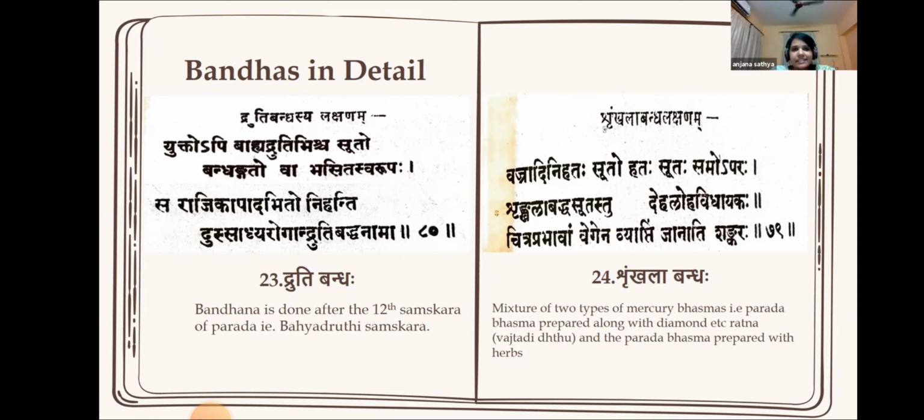And the next Bandha is the Sringhala Bandha. When the Parada is treated with the Vajra, that is known as Sringhala Bandha. This classification is based on the different kinds of materials used along with the Parada to make the Bandha. So in Sringhala Bandha, it is Vajra. In Drudi Bandha, the Parada is taken for the Bandha after the Bahya Drudi has been achieved. And in Sringhala Bandha, the Parada is treated with the Vajra.